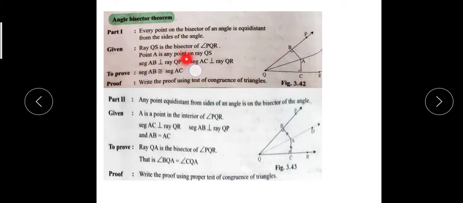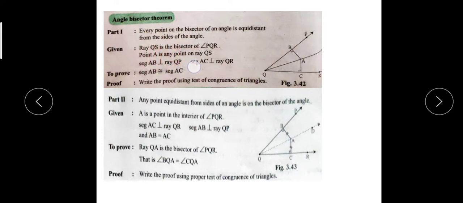Now see ray QS, this is ray QS, where angle PQR is the angle. So we have to show that this QS is the angle bisector. So we have to prove that AB is equal to AC, means every point on the angle bisector has equal perpendicular distance from the sides. So it is equal. Very simple. Now how to prove? Now listen, what is given here?